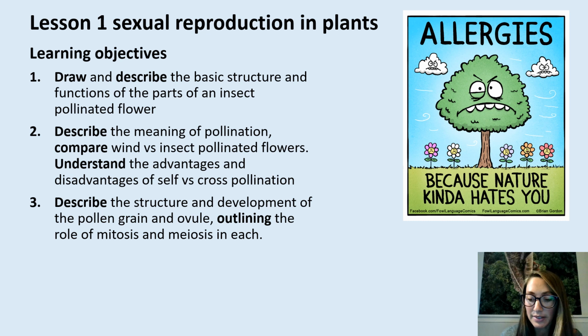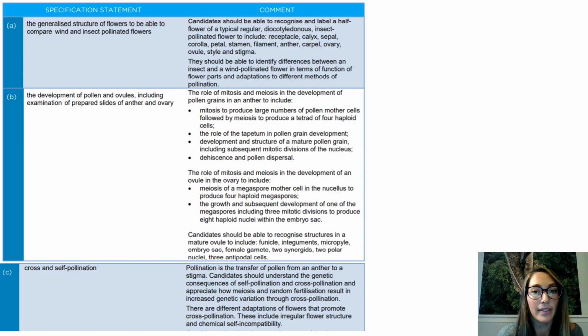So learning objectives for today are to draw and describe the basic structure of a flower, describe the meaning of pollination, and then we'll look at the different types, so wind versus insects and self versus cross. And then also to describe the structure and development of pollen grains and ovules, outlining the role of mitosis and meiosis in each. So these are the spec points that we're looking at today. You might just want to pause the video and look at those in more detail.